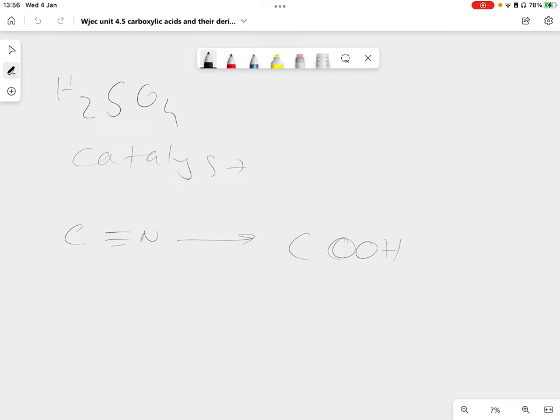So in this, the nitrogen group in the cyanide is actually converted to ammonium, and the acid will react with the ammonium. In this case, the nitrogen-containing product is ammonium sulfate. So that's what this catalyst would react with.